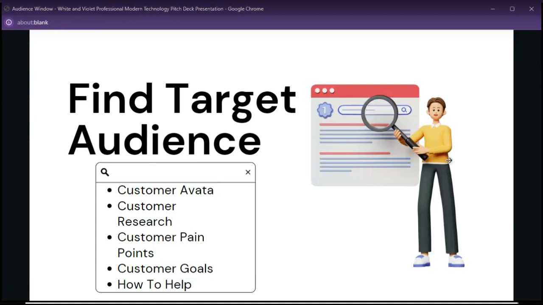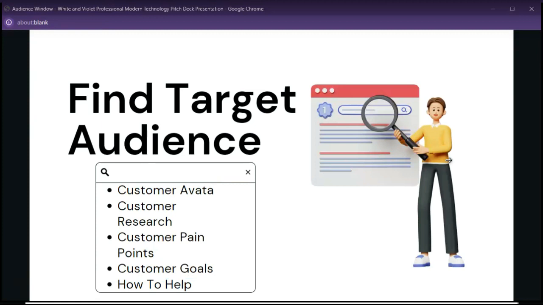When it comes to finding your target audience, you need to have an understanding of these five points. Number one is customer avatar. Number two is customer research. Number three is customer pinpoint. Number four is customer goals. Number five is how you can help them. If you understand your customer from your research, and you know their problem and what they want to achieve, you should have a way to help them.